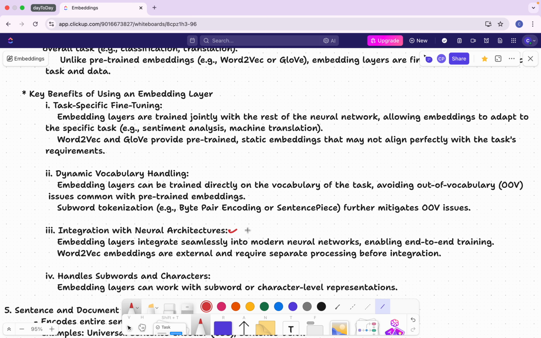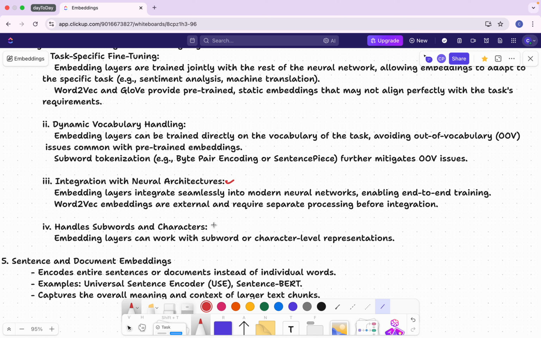And another benefit is that it is part of the neural network architecture. We don't need to manage two things, one is the embedding model and second is our model. It is part of our model, so we can manage it very efficiently. And it is part of end-to-end training, so it has already seen the whole training data.